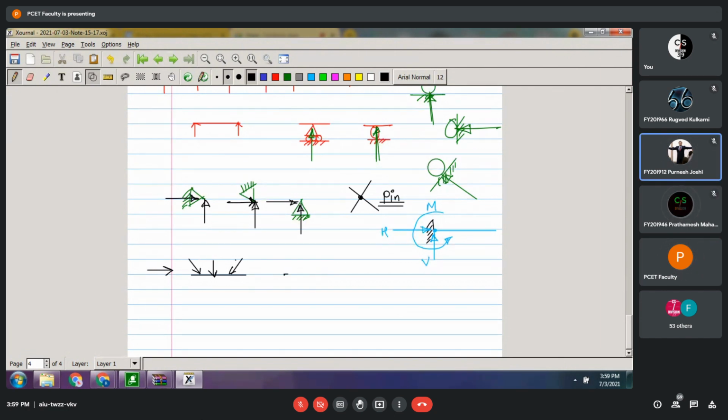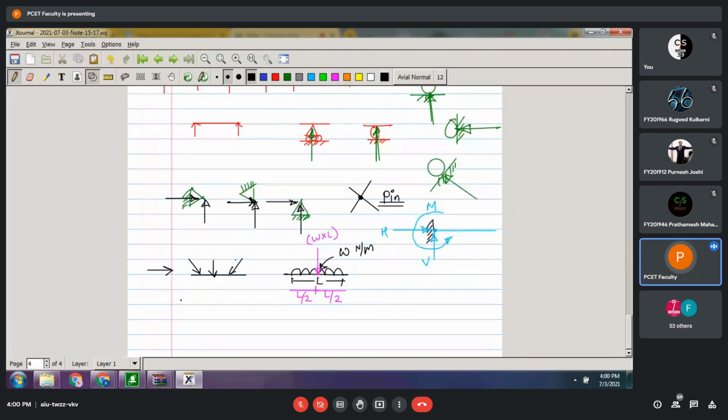If suppose some UDL is provided in the structure, of W Newton per meter intensity, acting on L meter span, you can convert it into a point load just by multiplying intensity by span, which will act exactly at the center of span, that is L by 2, L by 2. Right? This is the converted point load.